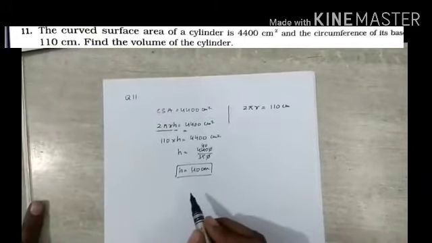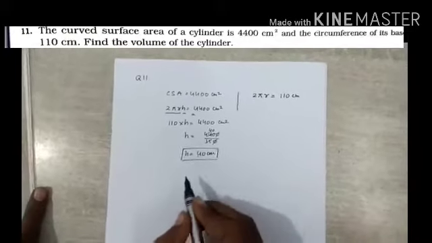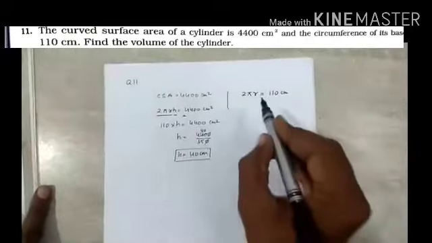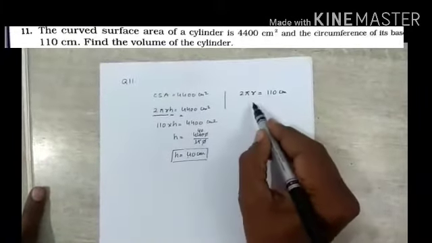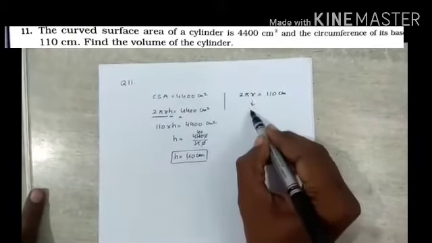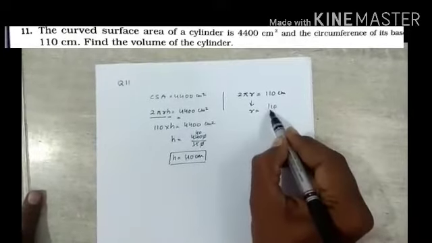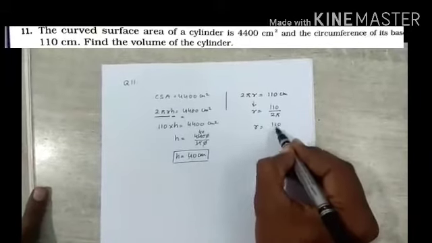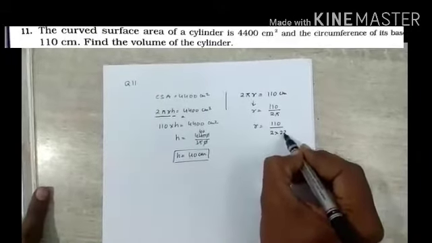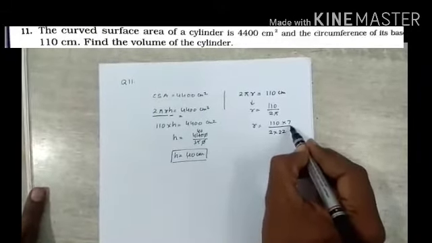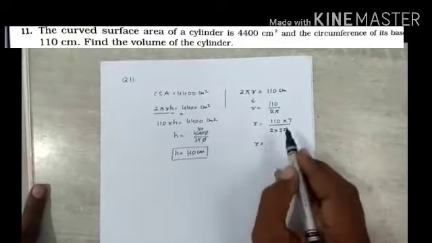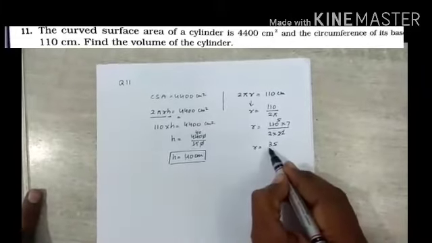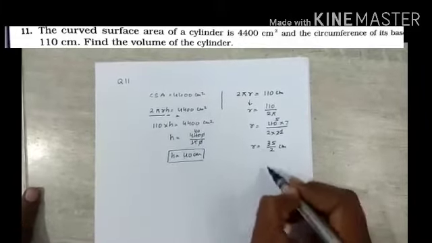We have to find the volume. For volume we also require radius. Radius we will find from here. Circumference is given 110. We have to find the value of r. R equal 110 upon 2 pi. R equal 110. Value of pi is equal to 22 upon 7. 7 will come here. R equal 22, 5 is 110, 35 upon 2 centimeter is radius.